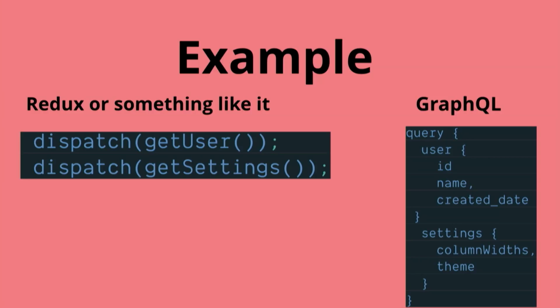Whereas in the GraphQL world, you would see something like this. You see id, name, createdAt, columnWidth, theme, and you're like, oh, row width, nice, sweet.